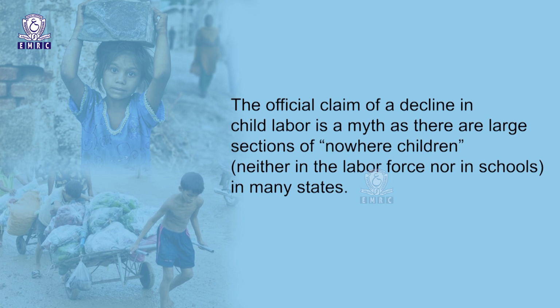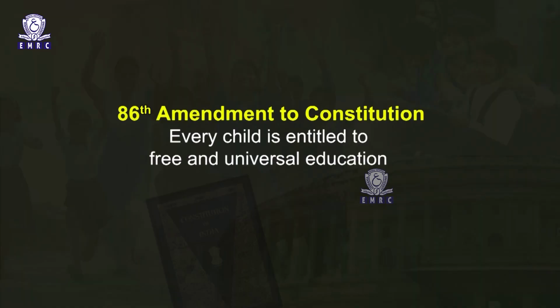On child labor, it is argued that the official claim of a decline in child labor is a myth, as there are large sections of nowhere children, neither in the labor force nor in the schools. In many states, it is also emphasized that there should not be a distinction between hazardous and non-hazardous activities regarding child labor. The bottom line is that, in keeping with the child rights perspective and the 86th Amendment to the Constitution, every child is entitled to free and universal education.